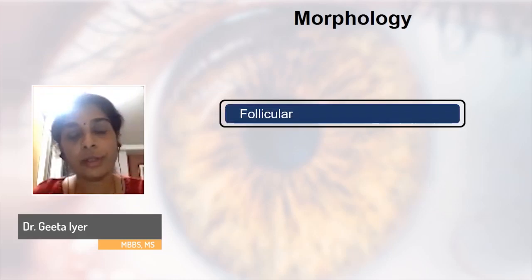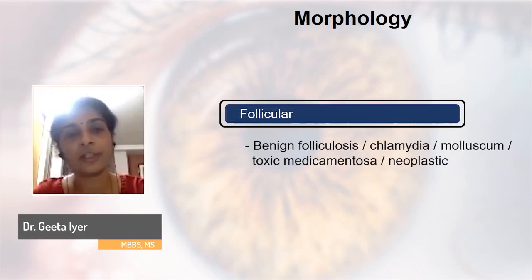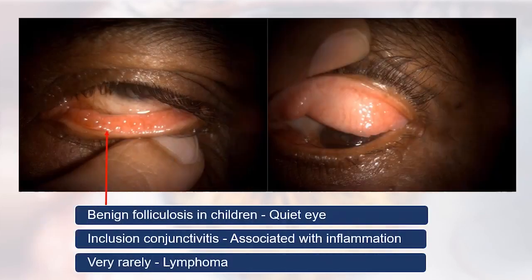Moving on to the other important variant of chronic conjunctivitis, which is follicular in variety. This is a picture of follicles. You have follicles in the lower fornix and in the upper lid. One of the most common causes of follicular conjunctivitis is benign folliculosis, which we see in children, which usually occurs in a quiet eye that does not require any treatment.